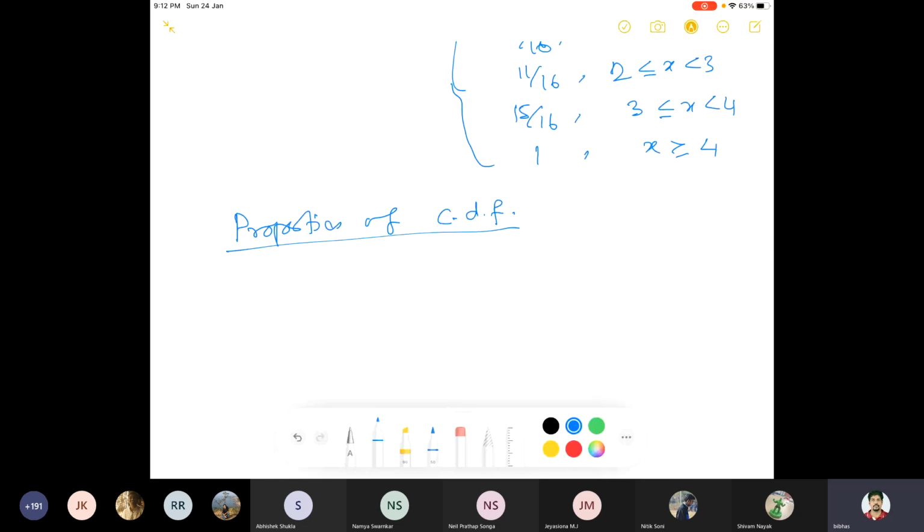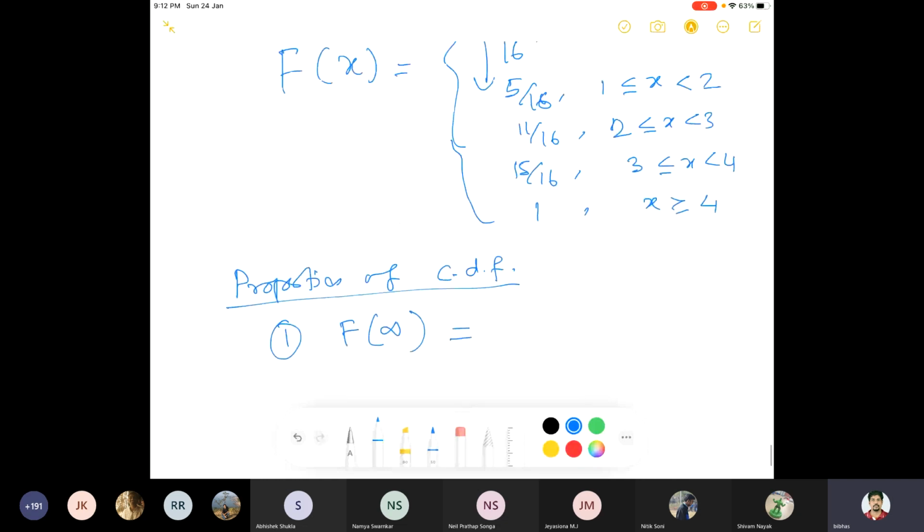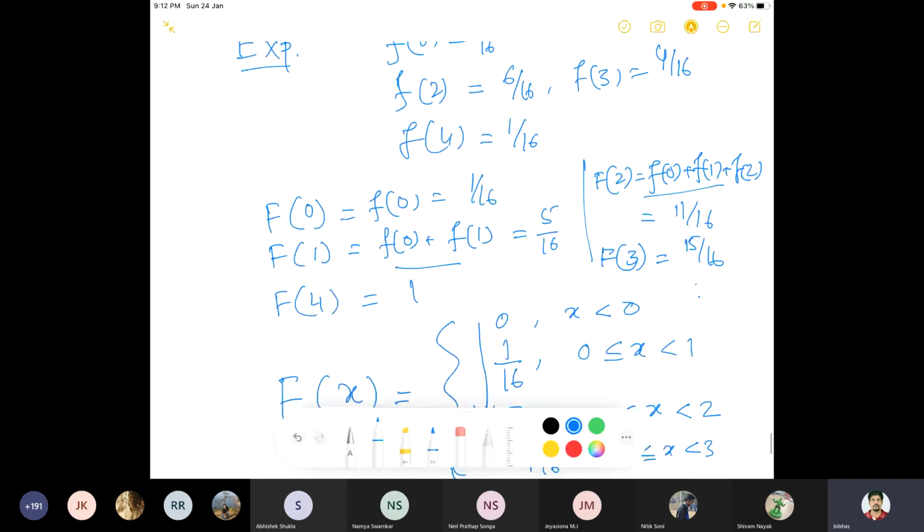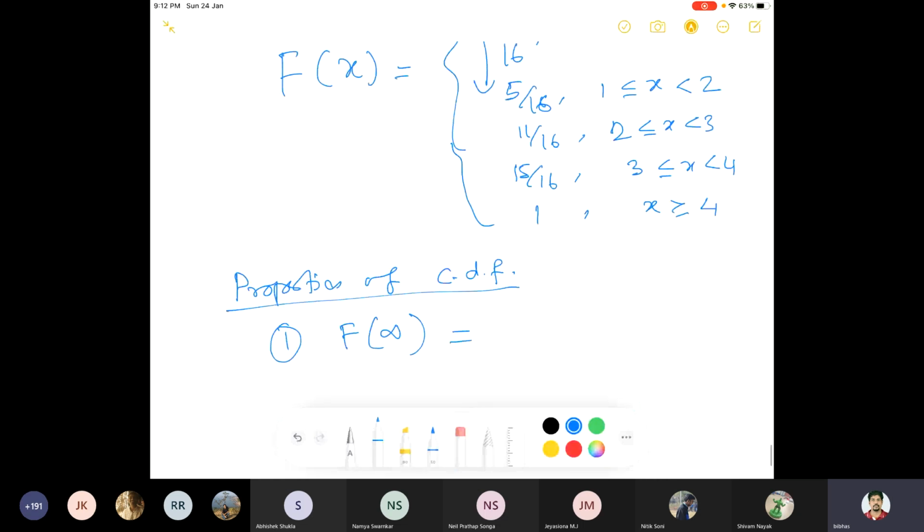First of all, what is f of infinity? What is the meaning of f of infinity? Infinity is not a number, of course, because we define f of x. So we can say the limit as x goes to infinity of f of x. If I denote it this way, what is the value?